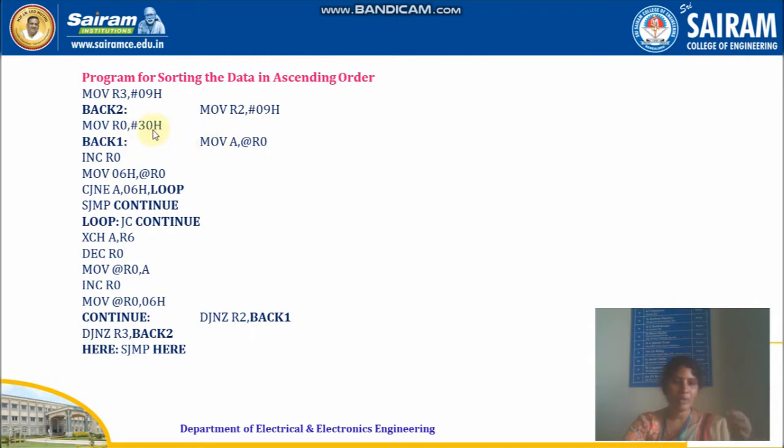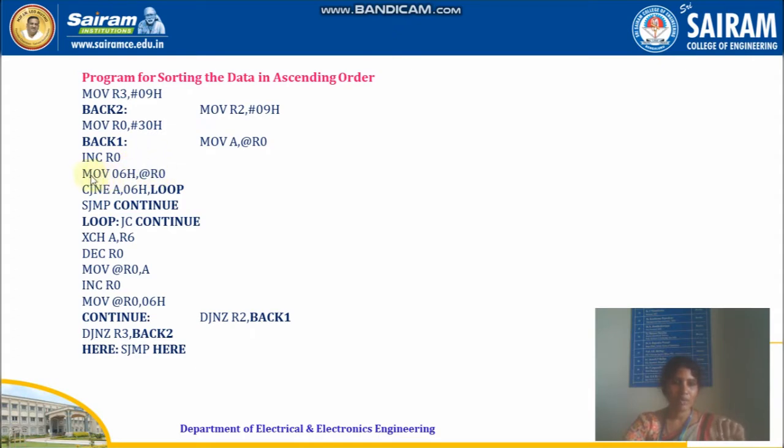Then you have to compare the first data with the second data. Whatever is available in the 30th location, we move it to the accumulator. That is, the first data is already moved to the accumulator. Then the second data also has to be kept in some temporary register. For that, first you should increment the memory location, so increment R0. Next, MOV 06H, @R0. It means that after executing this INC R0, the content of R0 will be 31. Whatever data is available inside location 31 will be moved on to R6.